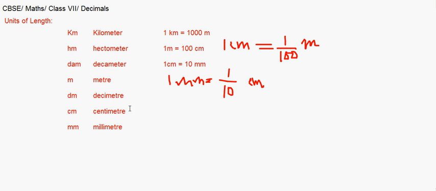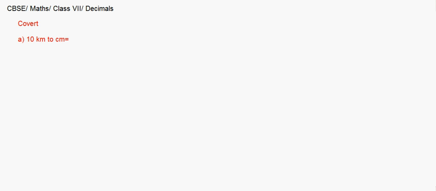Now move on to the previous page where you see this kilometer when converted to centimeter. Now 10 multiplied by 10 multiplied by 10 multiplied by 10 multiplied by 10. So 1 kilometer is equal to, I think it is 1 lakh centimeters. So I'll write it here. 1 kilometer is equal to 1 lakh centimeter. So 10 kilometers will be 10 lakh centimeters. That's a basic conversion.